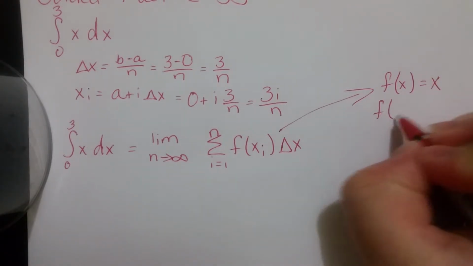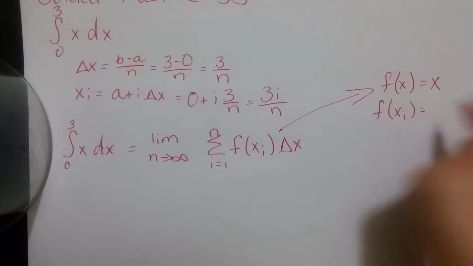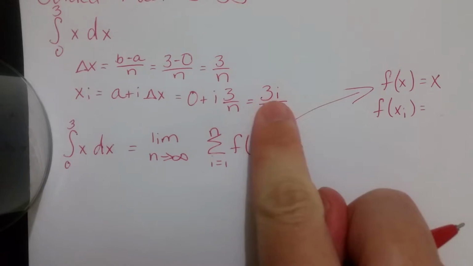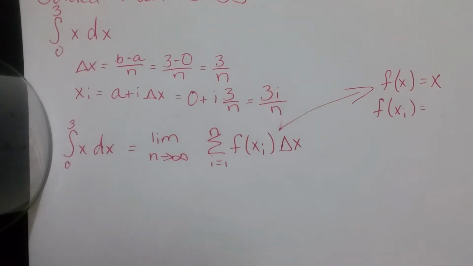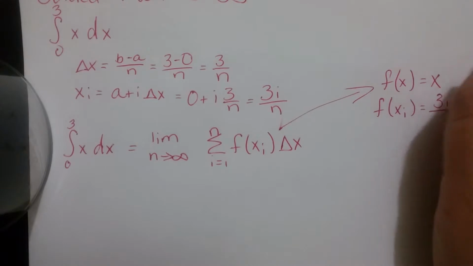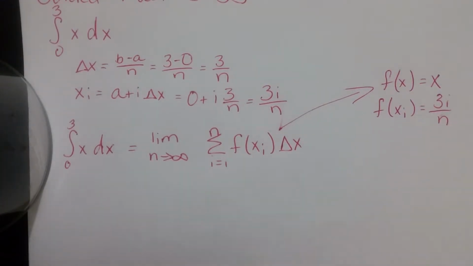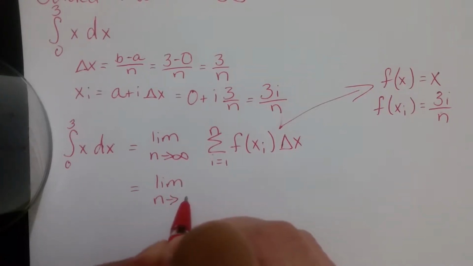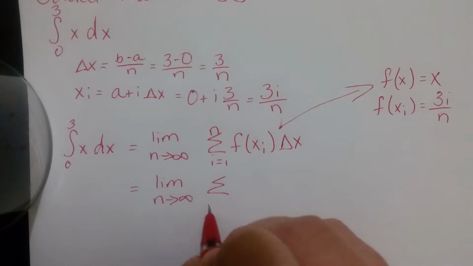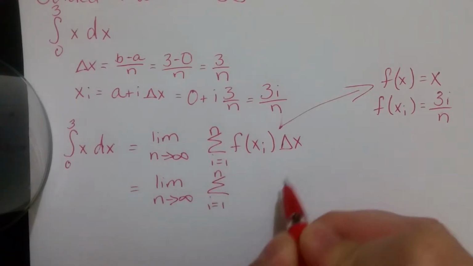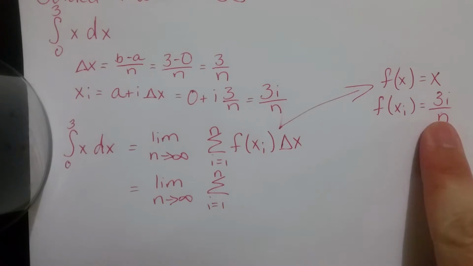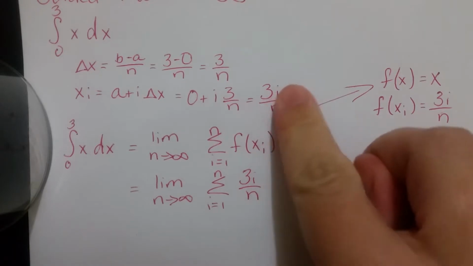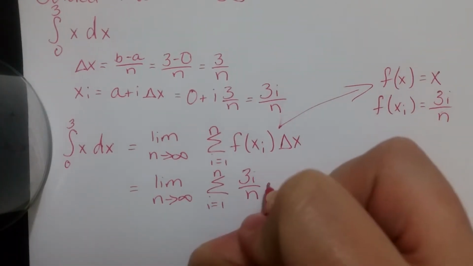Now, when I plug in x sub i, that means that I'm plugging this one into that function. So because it's just x, I'm just going to have x sub i. So this will be 3i over n. Alright, so now I'm ready to rewrite this as the limit as n approaches infinity. This sum from 1 to n. f of x sub i is this one, 3i over n. And then delta x is 3 over n.